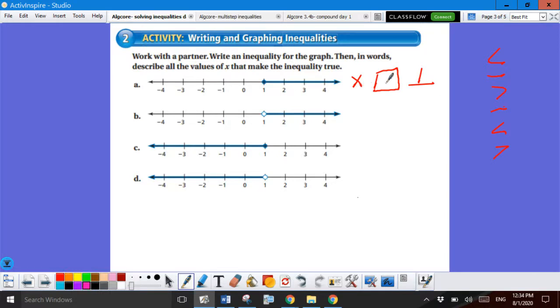So I have x. It's a closed circle, so I know it has to be one of these two. It's pointing to the right, so I know it's going to be greater than or equal to. The second one is just greater than. So x is greater than or equal to, or x is less than or equal to. Next one is going to be x and 1, but it's less than or equal to. And the last one is x is less than 1. So hopefully you got those signs right. Remember, there's a difference between open circles and closed circles. So this one is closed to the left, closed to the right. And then I have open to the left, open to the right.